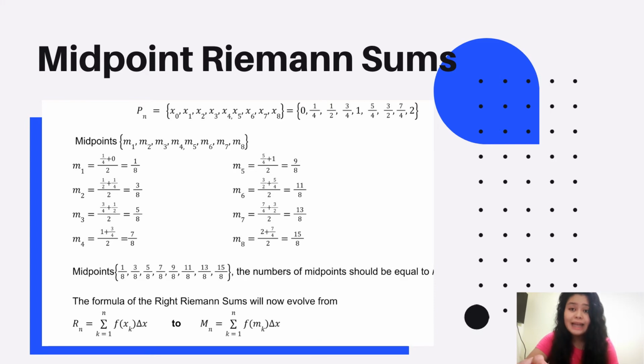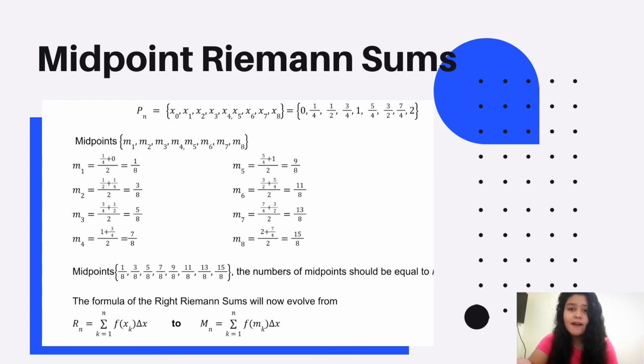Let me give you one example on how to solve for a midpoint. Let's try to solve for m sub 1. To get m sub 1, we just need to add x sub 1 and x sub 2, then divide it all over by 2. After doing that, we have m sub 1, which is 1/8. Basically, that's the pattern we will use to solve for our midpoints. The midpoints for our example are 1/8, 3/8, 5/8, 7/8, 9/8, 11/8, 13/8, and 15/8. We should always remember that the number of midpoints should always be equal to n.